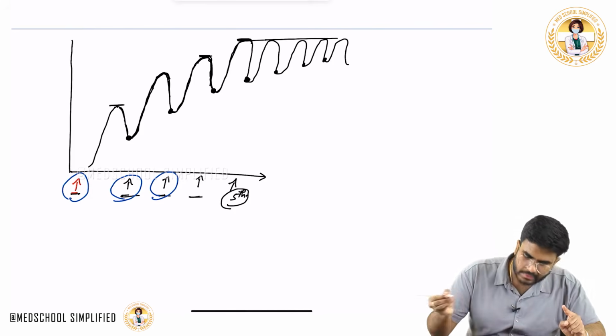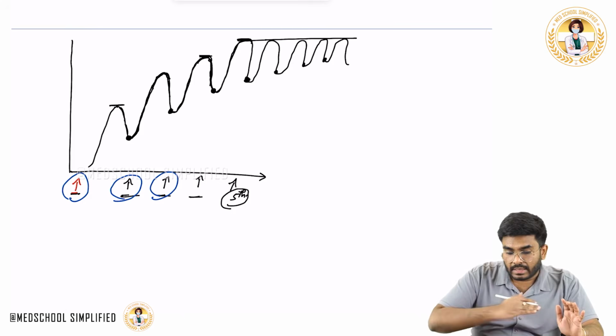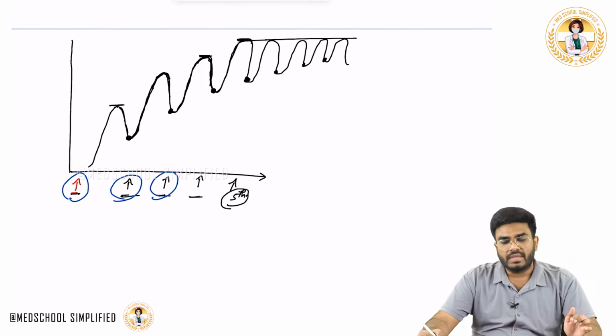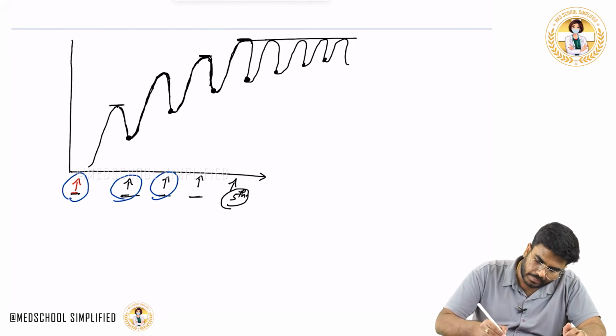So this is what I want you to understand. This graph which I have shown you is called incomplete tetanus.